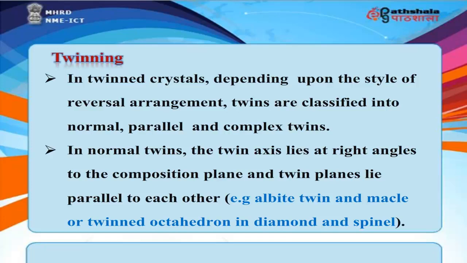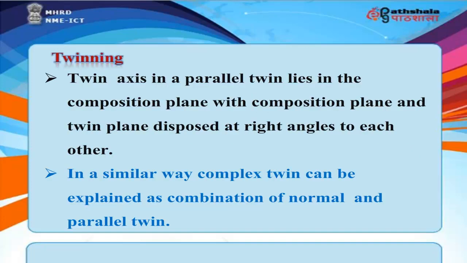In twinned crystals, depending upon the style of reversal arrangement, twins are classified into normal, parallel, and complex twins. In normal twins, the twin axis lies at right angles to the composition plane, and twin planes lie parallel to each other. Example, albite twin, and macle or twinned octahedron in diamond and spinel. The twin axis in a parallel twin lies in the composition plane, with composition plane and twin plane disposed at right angles to each other. In a similar way, a complex twin can be explained as a combination of normal and parallel twin.